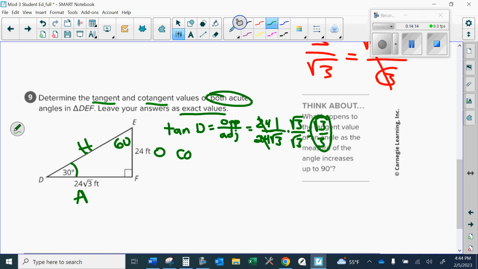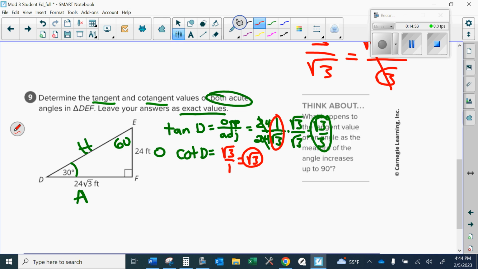Now the cotangent of D, remember, this is the reciprocal. I don't have to do the reciprocal of the last one. I can do the reciprocal of any one along the way. So once I get to that 1 over root 3, let's just do the reciprocal of that, root 3 over 1, which equals root 3. So that's the tangent and cotangent of D.